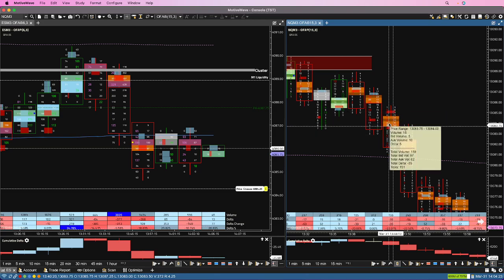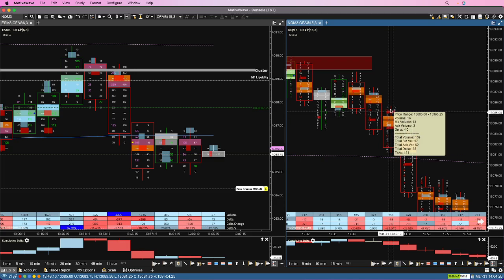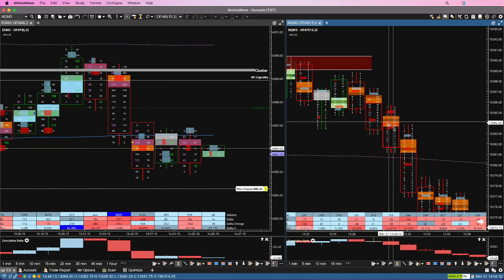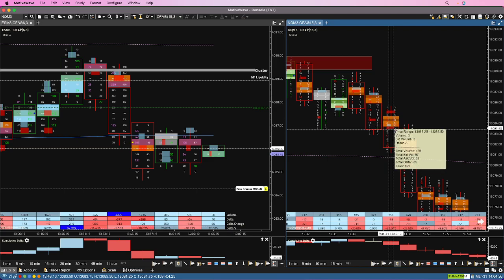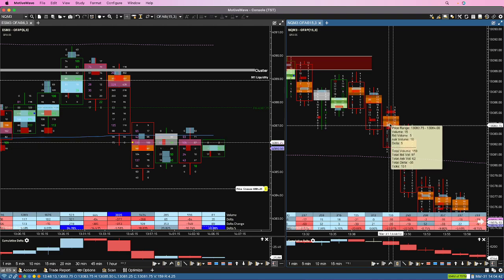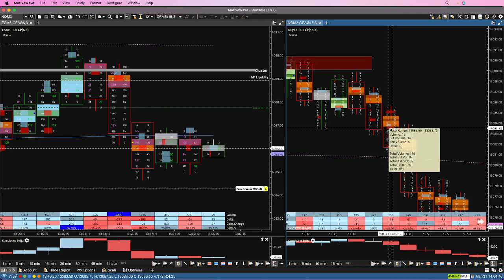Okay, we have strong bearish strength, we have a bearish cluster, we have buyers' aggression, trapped buyers. Just below the trapped buyers, we have a strong bearish aggression.